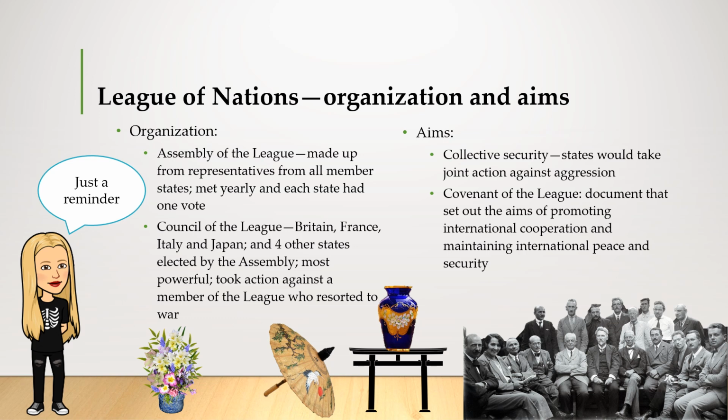The Covenant of the League of Nations was the document which set out how the League was to achieve its aims of promoting international cooperation and maintaining international peace and security.